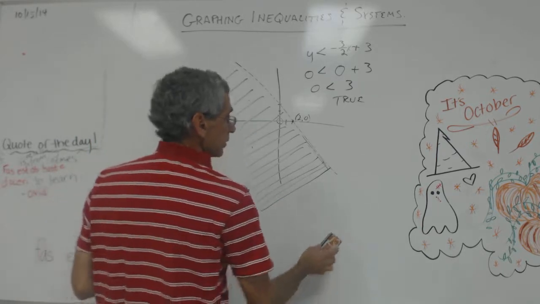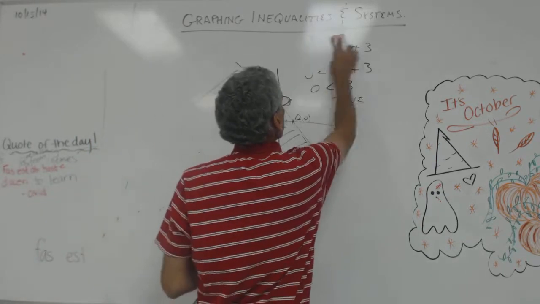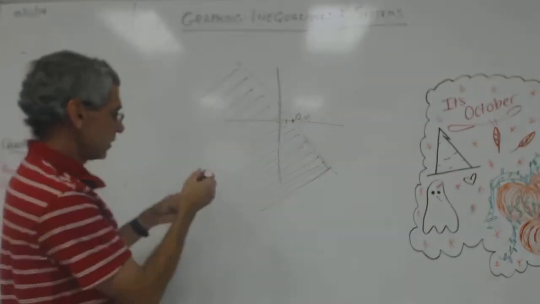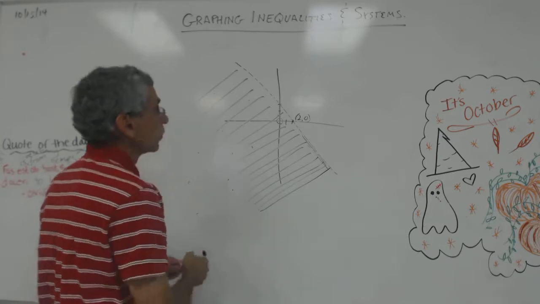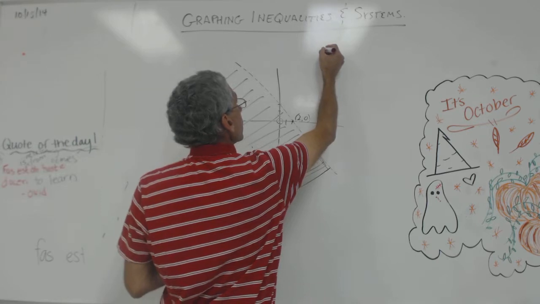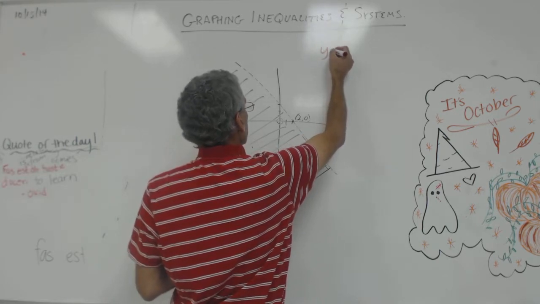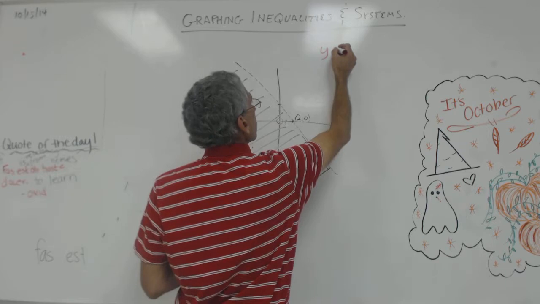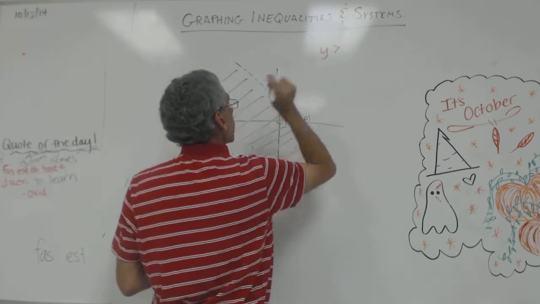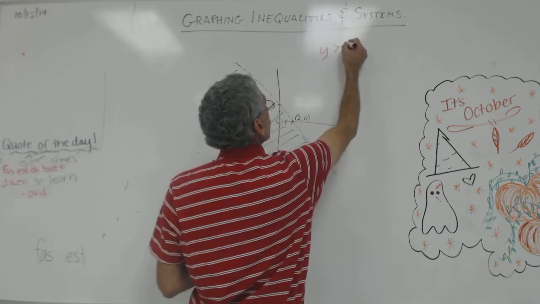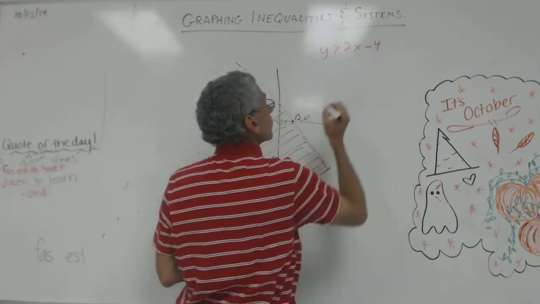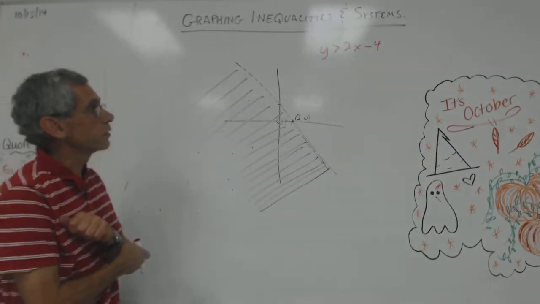Okay, so I'm running out of time, so what I'm going to do is I'm going to do another one on the same graph. I'm going to write another one. I'm going to use a red. And this one is going to be y is greater than 2x minus 4, okay? Y is greater than 2x minus 4.